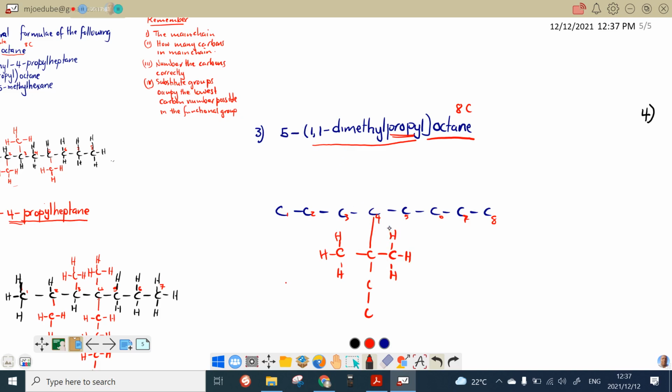So where is it found? I've put it on carbon number 4. It should be on carbon number 5. So allow me to simply change this. Let me cut this and locate it where it should be. This needs to be moved. Delete. It should be on carbon number 5.